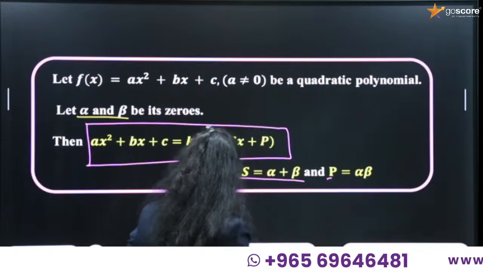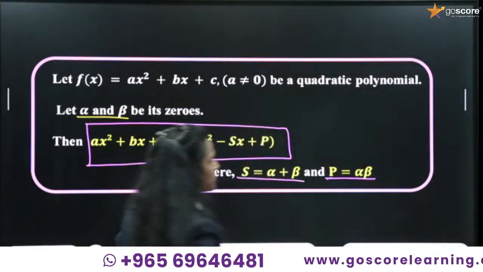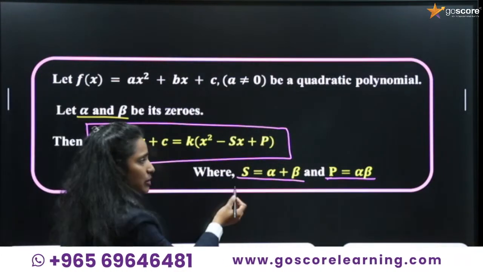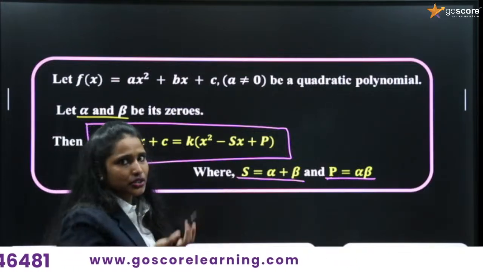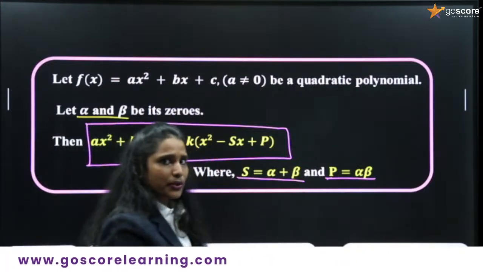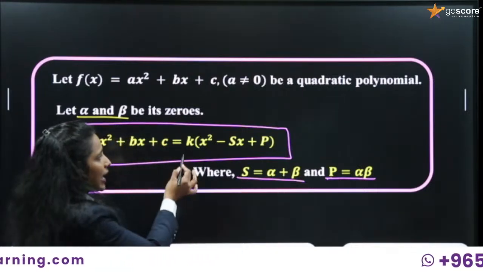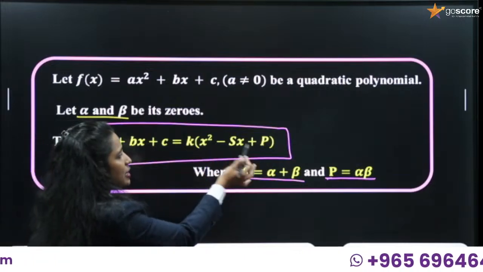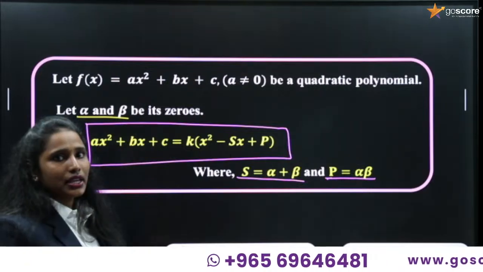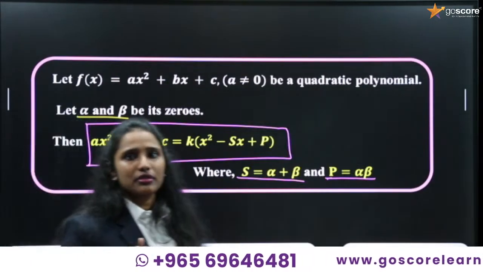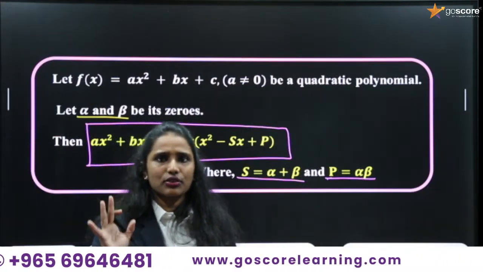P equal to alpha into beta. S means sum, don't mix up. S is the first letter of sum, and P is the first letter of product. So sum is alpha plus beta, product is alpha into beta. So it will be k into x square minus sx plus p. It's very, very important. This much is our concept. This much is our polynomial. It's simple, right? You know all these concepts?